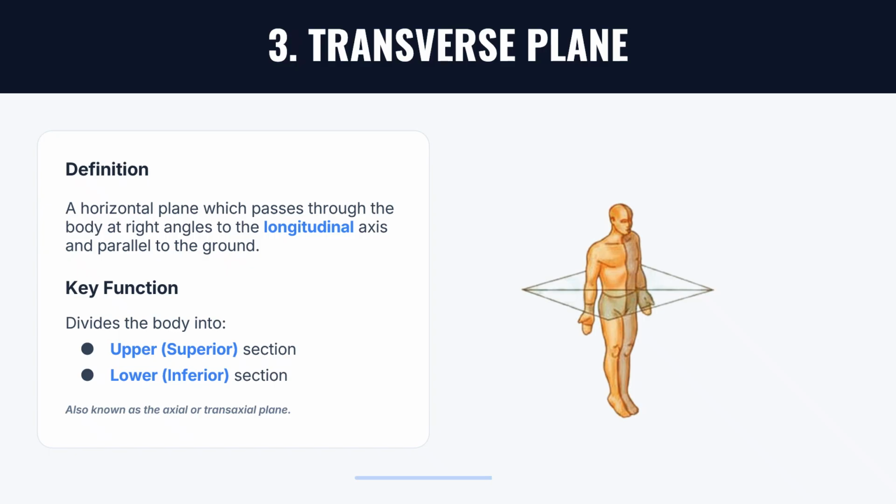Now anything found above, we say is superior. Or sometimes you hear the word cephalad, that is towards the head. And anything lower, we say is inferior. Sometimes you hear the term caudal. Later I'll talk more about this. It's also known as the axial or the transaxial plane.